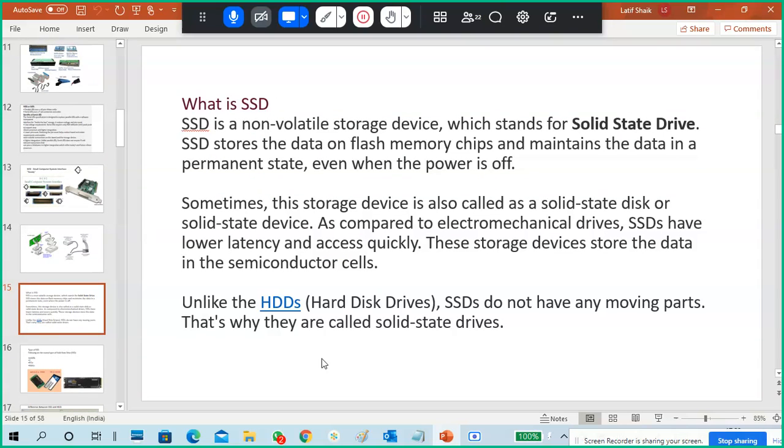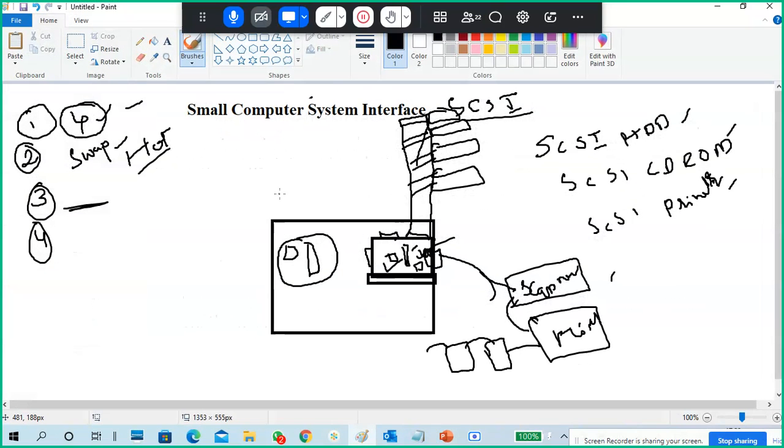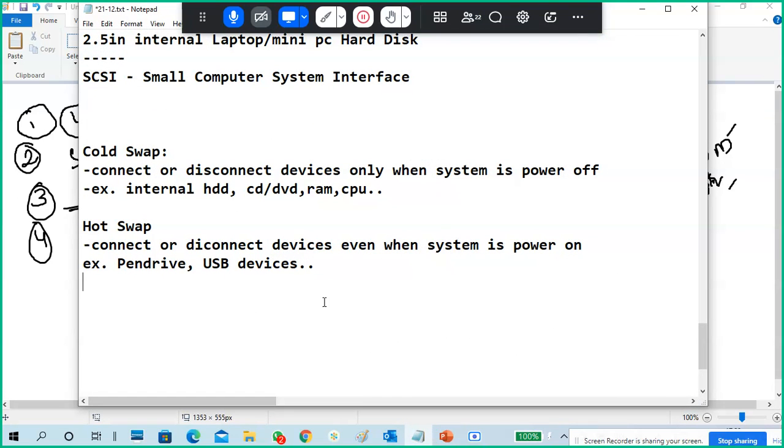It jumps to SSD, but we'll tell another story also. There is one more small story. I told you SCSI is hot swappable. SCSI, first of all, is a system interface to your server motherboard. Understand?